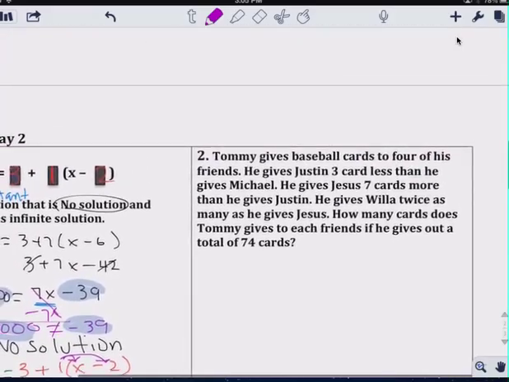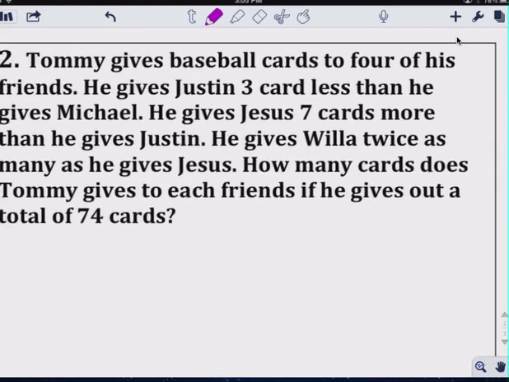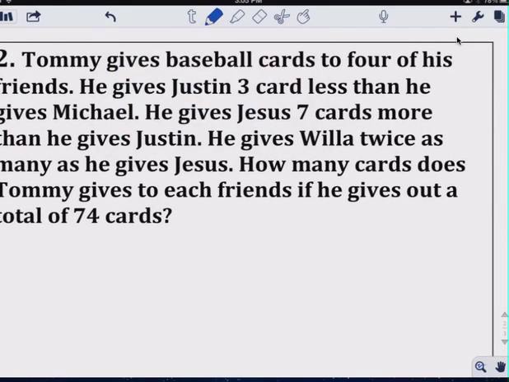So this one here, I wrote it right this time. Tommy gives baseball cards to 4 of his friends. He gives Justin three cards less than he gives Michael. Okay, so we got Justin, Michael X. Do we know any information on Michael? No, so Michael has to be X then. I'm going to write Michael first because I like my X first. Michael. Then Justin.